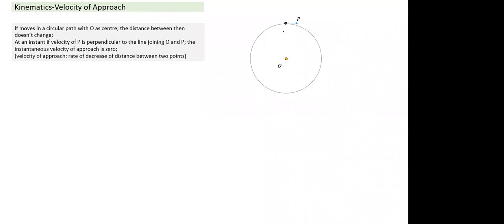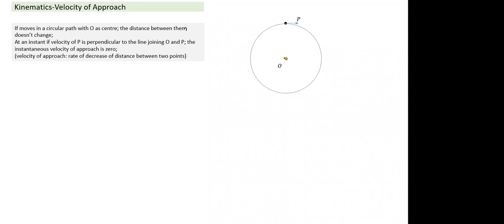Take simply a particle that moves in a circular path with O as the center. So I'm taking O as the center, and there's some particle which is moving in a circular path. The distance between them does not change. So the distance between O and P will not change. This is easy to understand: the distance between the two points, center and P, will not change.